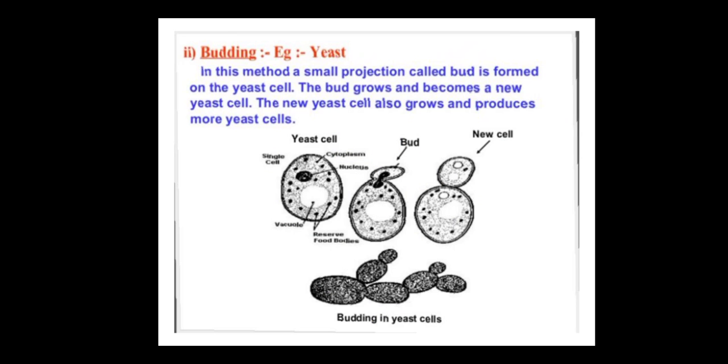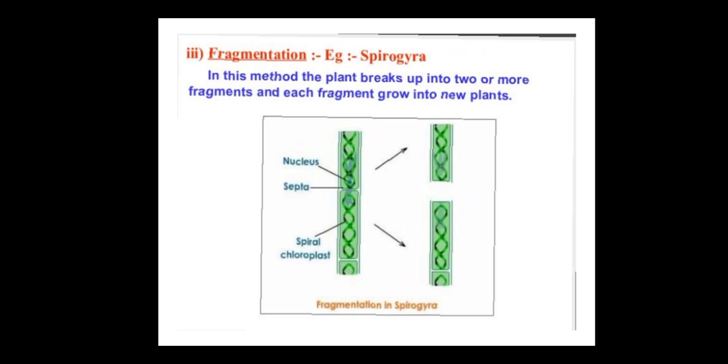Now we go to budding. In this method, a small projection called a bud is formed on the yeast cell. The bud grows and becomes a yeast cell. The new yeast cell also grows and produces more yeast cells. So this process is called budding in the yeast cell. You can see the figure.